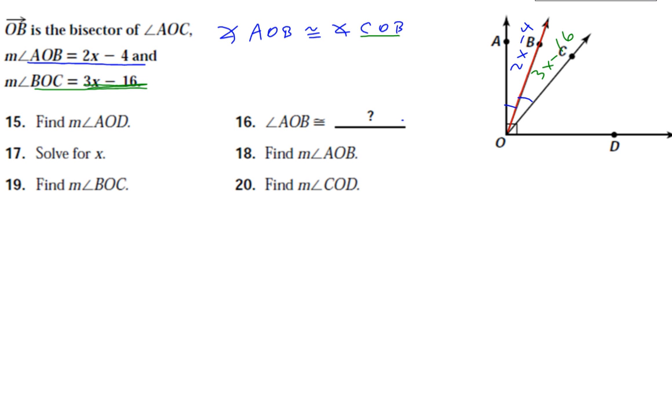We also can see that angle AOD is how many degrees? It's 90 degrees. Why? Because it's got that square there in the corner. That means that angle AOD is a right angle. It's 90 degrees. Here's a mistake that a lot of students make.